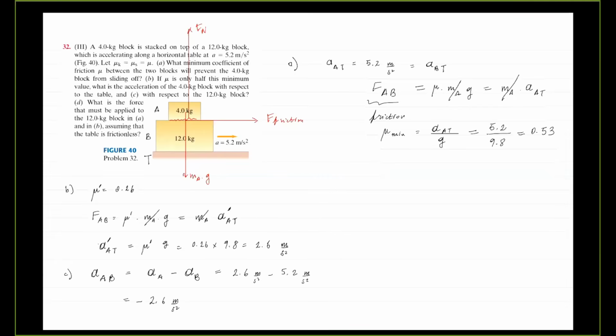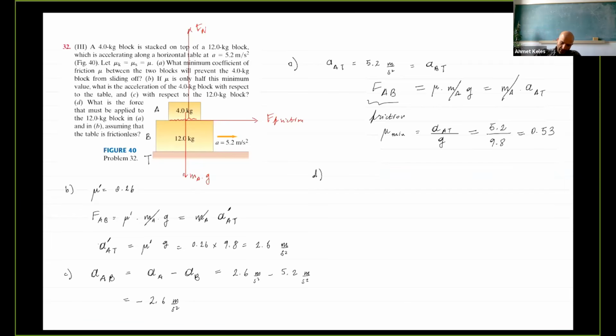And what is the force that must be applied to the 12 kilogram block in A and in B, assuming that the table is frictionless? Okay, now this is the part where it gets interesting. A, B, C, D. So, okay, now we need to draw the free body diagram of B. Let's write it like this here. I'm going to draw it just a little bit small.